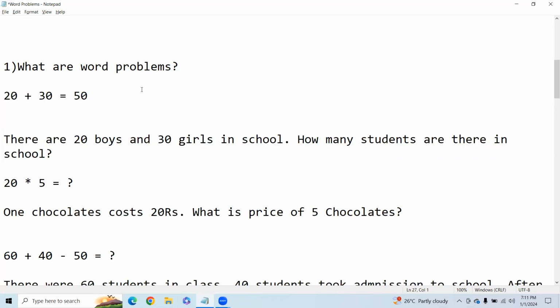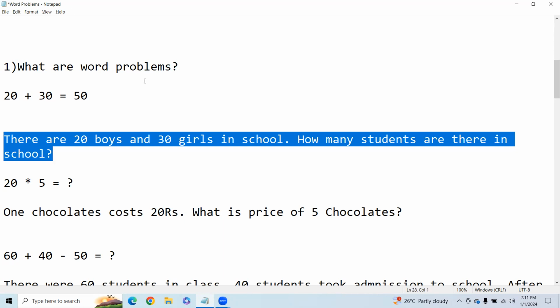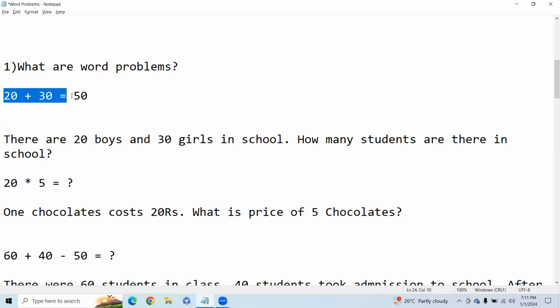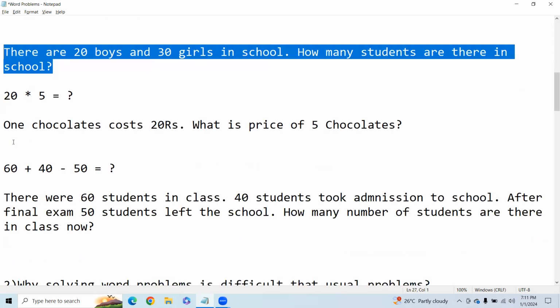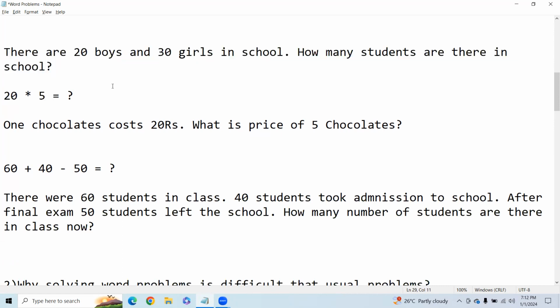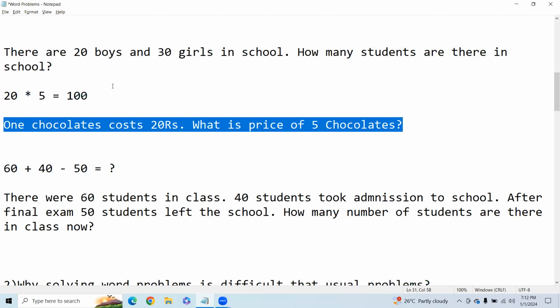There are 20 boys and 30 girls in the school. How many students are there in the school? Whatever problem we did here, 20 plus 30 is equal to 50. For the same problem, we have just written the word problem. Let's look at a couple more questions like this. 20 into 5, we know that we get 100. For the same thing, the word problem will be: one chocolate costs 20 rupees. What is the price of 5 chocolates?